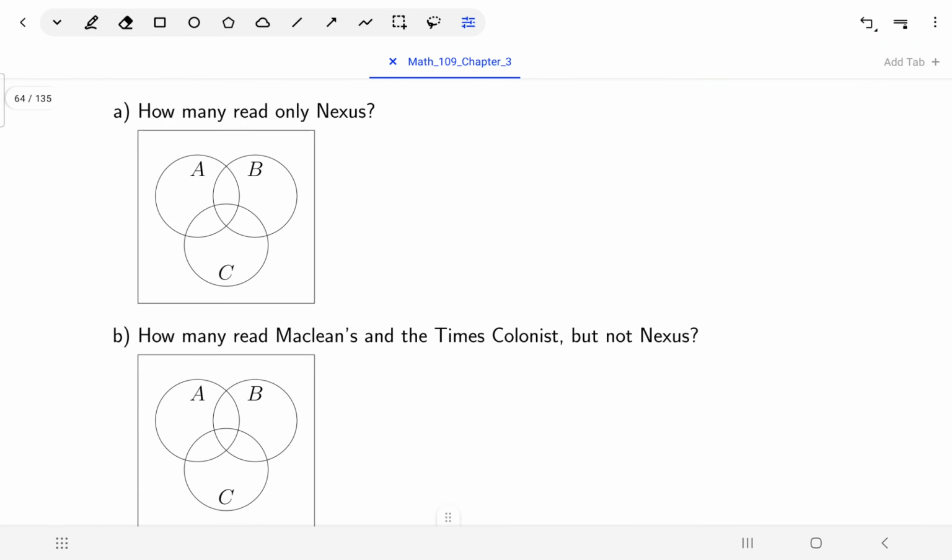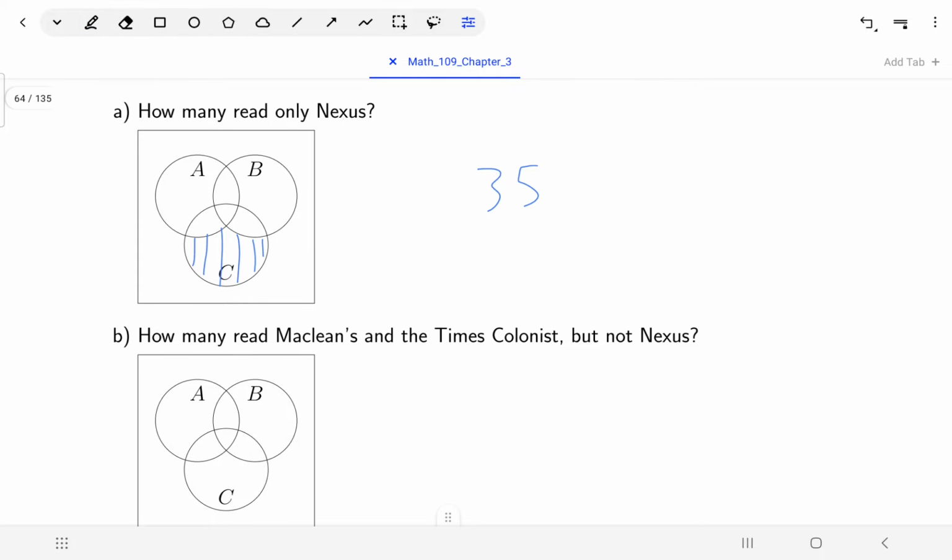Okay, reading only Nexus. Same thing as before, I'm going to shade in the appropriate region, and then I'll just use my Venn diagram to come up with the answer. Reading only Nexus, that would be being only inside of C, not inside of anywhere else. And we already know how many are in there. There is 35 in this region. So 35 students that were surveyed only read Nexus, don't read anything else.